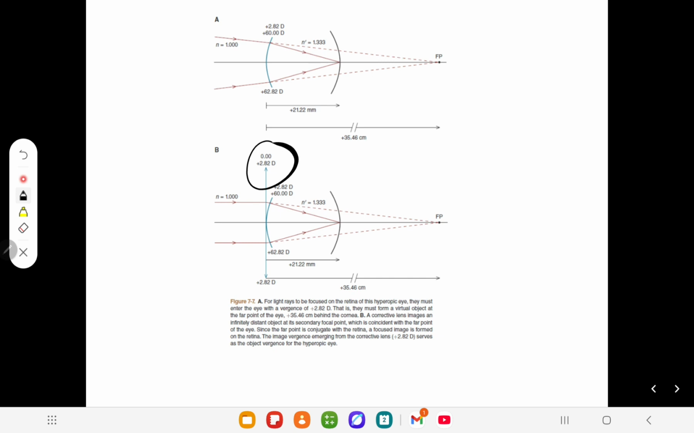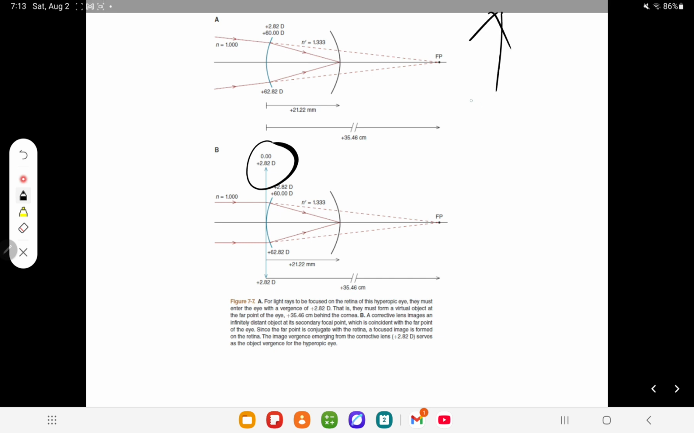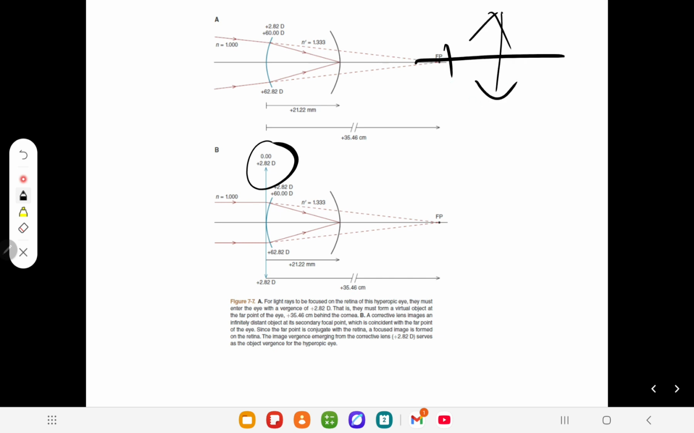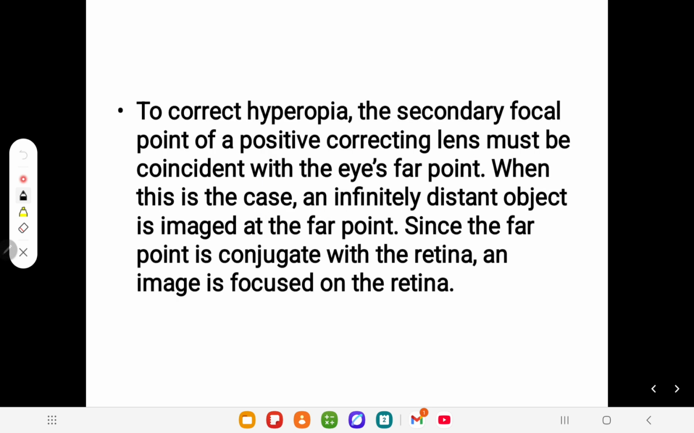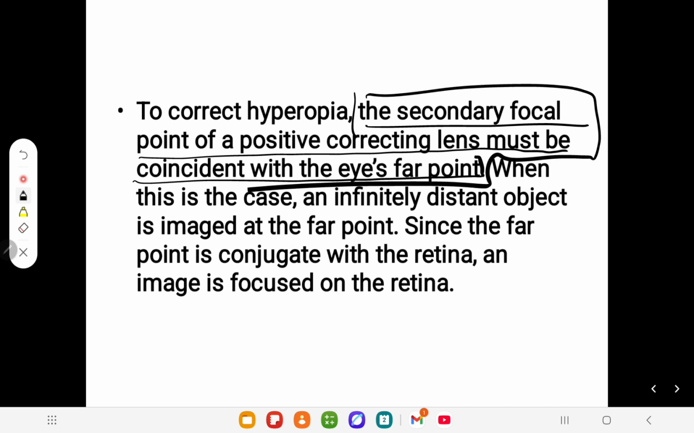See, we put a plus lens. Plus lens always has, as I said earlier, a primary focal point and a secondary focal point. The plus lens has a secondary focal point, and that secondary focal point should match with the far point of an eye, isn't it? And that's exactly the principle. So to correct hyperopia, the secondary focal point of a positive correcting lens must coincide with the eye's far point. This is the golden rule. You have to understand this rule.